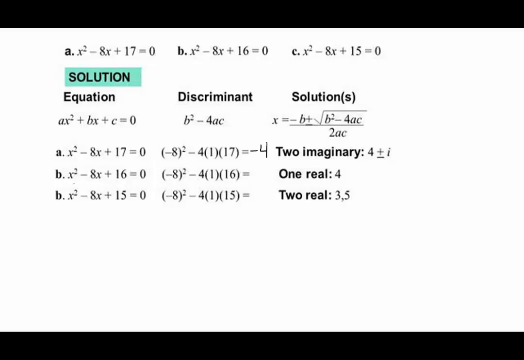For b, we have b squared minus 4ac, which is 64 minus 64, which is 0, which gives us 1 real solution. In our third example, we have 64 minus 60, which gives us 4. So we have 2 real solutions. In fact, this is a perfect square, so there are going to be 2 real solutions that are both integers.